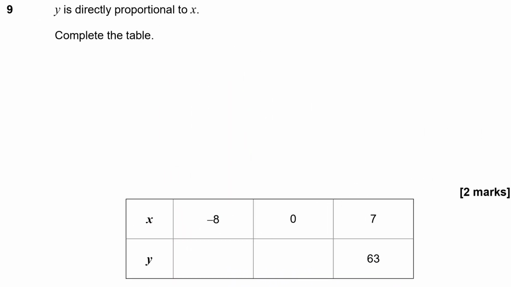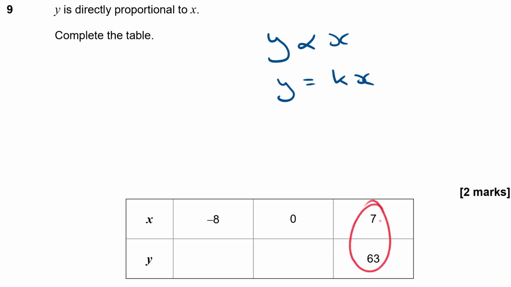We're told that y is directly proportional to x, and we've been asked to complete the table. Now, if y is directly proportional to x, then y is going to be equal to k lots of x, where k is some constant that we can find. Now, we've got a pair of values that go together here. When x is 7, y is 63, so let's sub those in. So 63 is equal to k lots of 7.